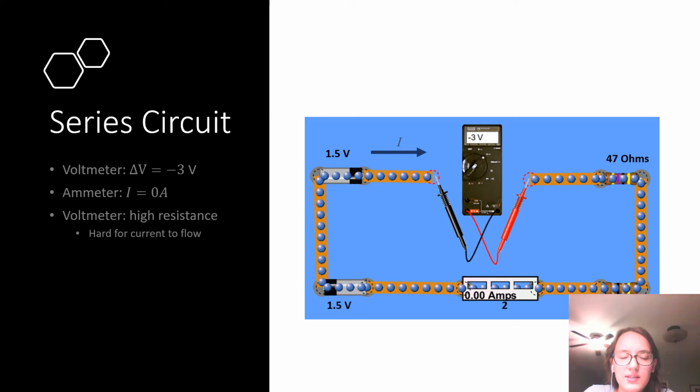Okay, so then in the second part of the lab, we quote-unquote broke the circuit. Instead of one of the ammeters, we inserted a voltmeter. The voltmeter is a very high resistance element, so it's hard for current to flow through it. By the loop rule, the total change in potential across the circuit has to be 0, and the batteries have a +3 change in potential, so you should have a -3 change in potential across the voltmeter, and then no current will flow past the voltmeter, so the ammeter will read 0.